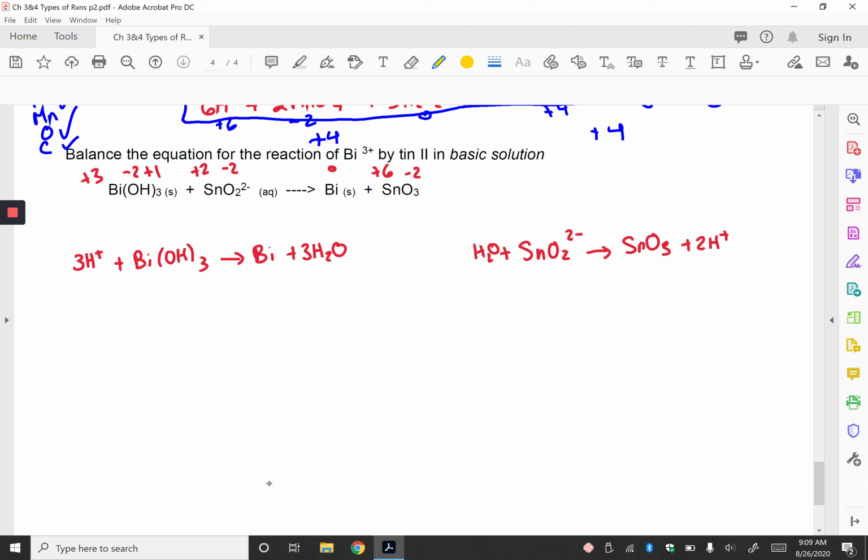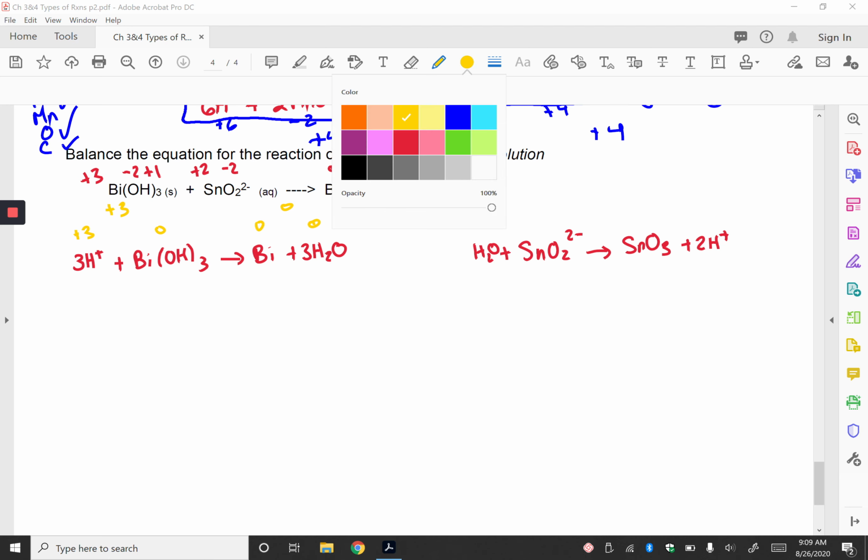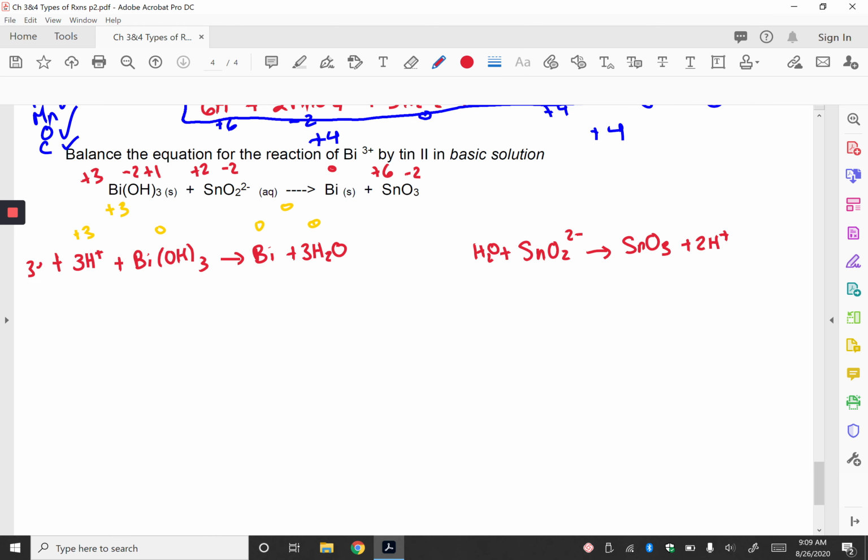So this is a plus 3. This is neutral for a total of plus 3. This is neutral, neutral, total is 0. So I add my electrons to the more positive side, which would be this one. And how many electrons do I need to add to the plus 3 to make it equal to 0? Yep, that would be 3 electrons.